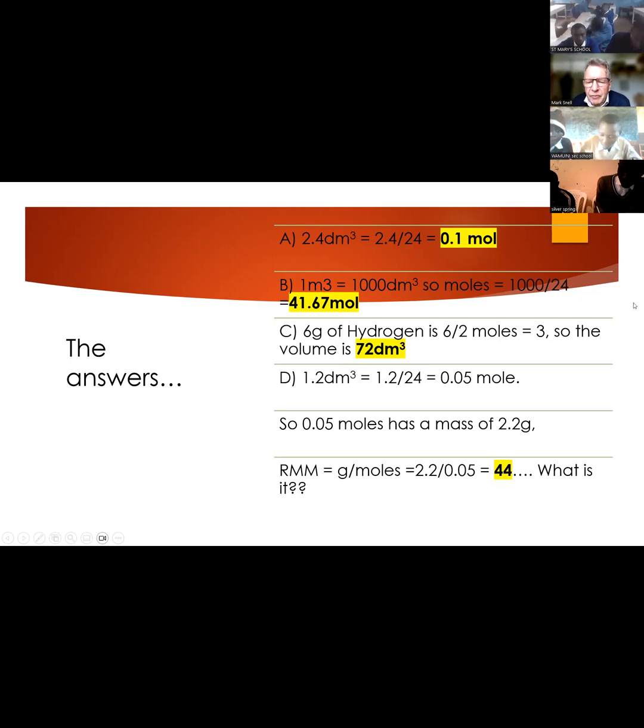The last one is the most difficult. It says if we start with 1.2 cubic decimeters, well, we can work out the number of moles. That's 0.05. And it tells you that that has a mass of 2.2. Well, I know the moles and I know the mass, so that's the first triangle again. The RMM is grams over moles. 2.2 divided by 0.05 is 44. Now, the most common gas with a mass of 44 is carbon dioxide.